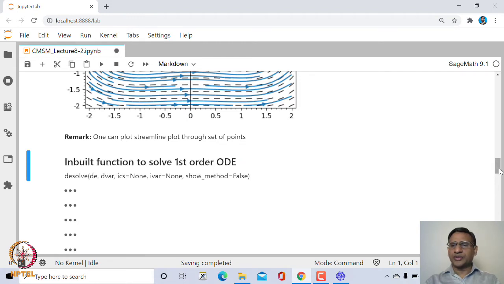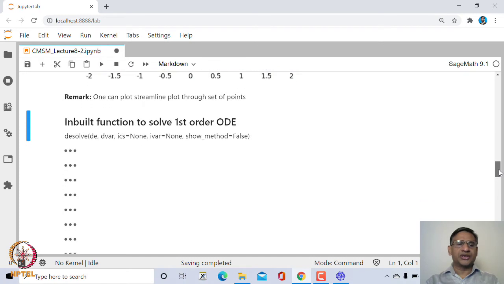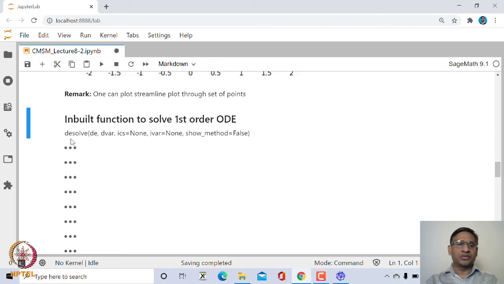Now as I said, Sage has an inbuilt function, namely desolve, to solve ordinary differential equations of order 1 and 2.